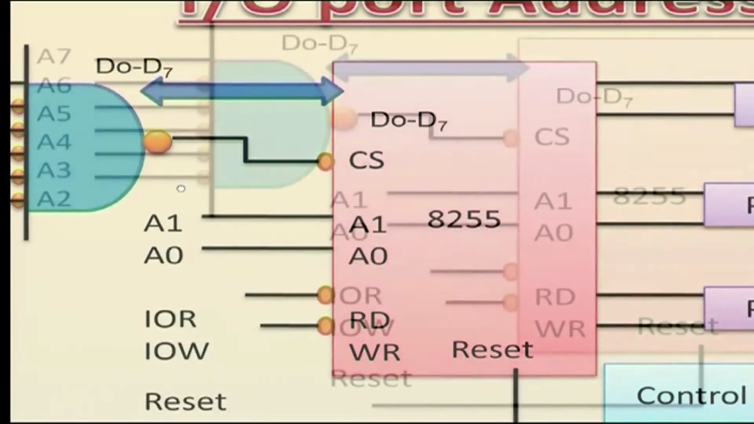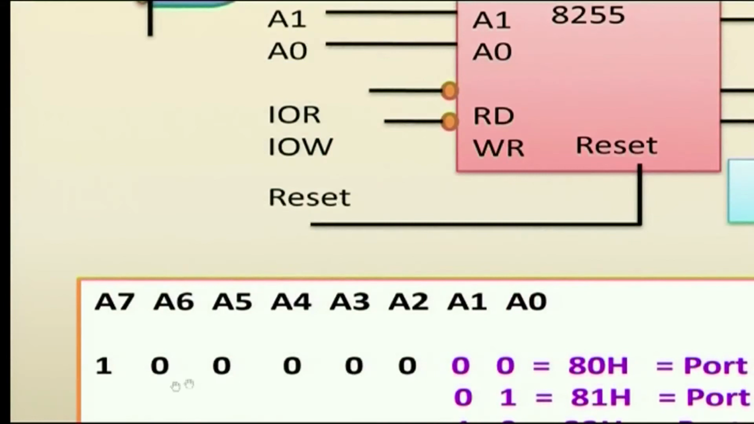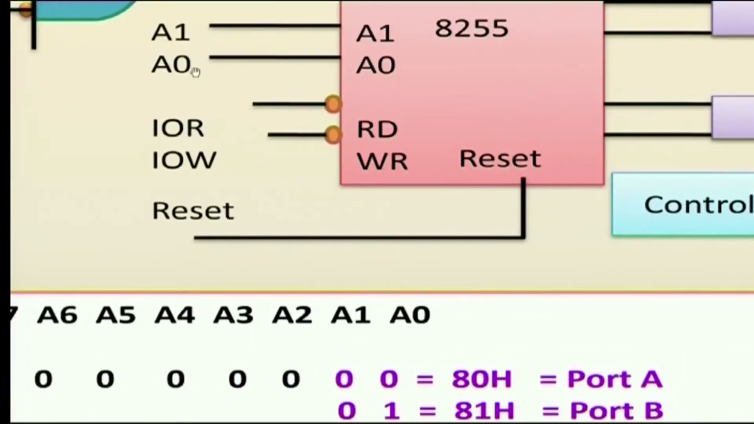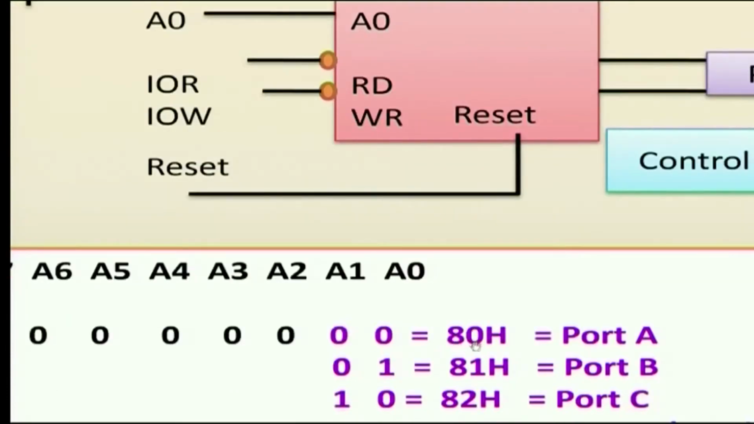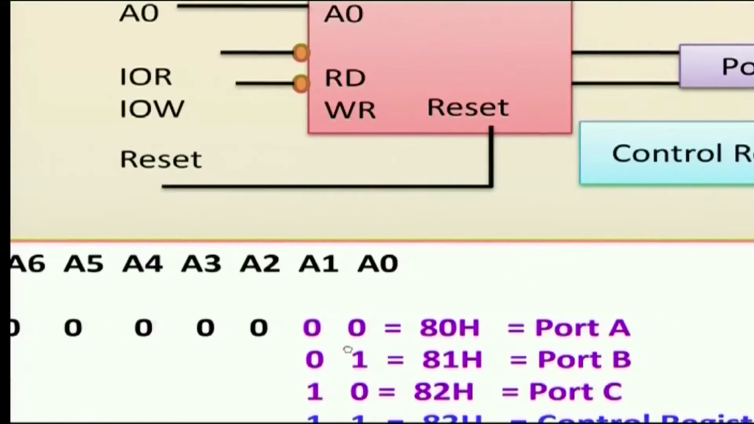Based on this, now we have to calculate the address. First we have to write A7 to A0. Here A7 is connected with 1, and A2 to A6 are connected with low signals. Then based on our requirements we apply the values of A0 and A1. When A1 A0 is 00, it will select port A. Now, grouped as 4 bits, 1000 is 8, then these 4 bits are 0. So, 80 is the port address for port A.